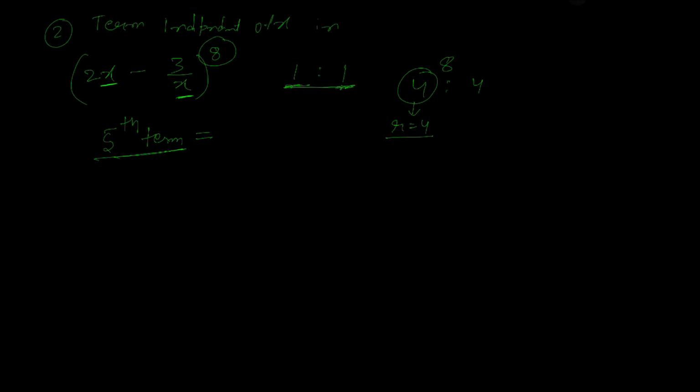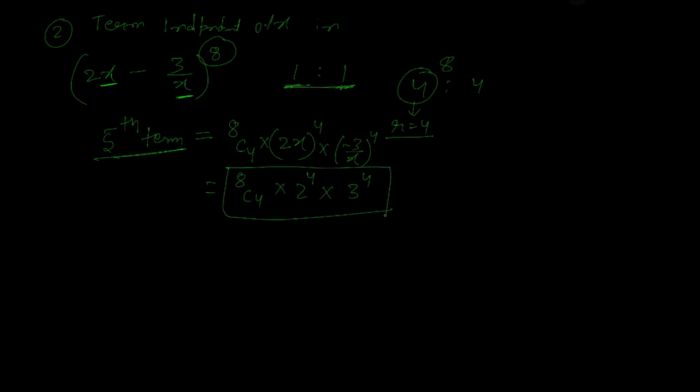How and why, we'll explain in a little while, but first try to understand the process. So the fifth term, and that would mean 8C4 into (2x)^(8−4), that is 4, into (−3/x)^4. You'll see that x and x will get cancelled and your answer will be 8C4 into 2^4 into (−3)^4, which is eventually 3^4. So this is the term independent of x and it is the fifth term in this expansion.